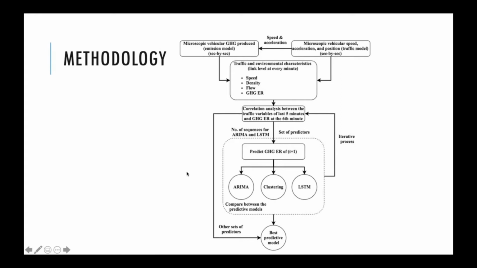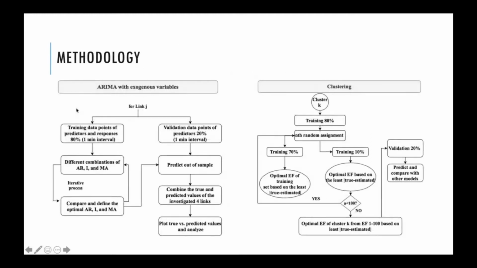So I'll give you an example to improve your understanding. Let's say we wanted to try a set of 2 predictors, speed and density, for the last 2 minutes, let's say 2 sequences. When I say sequences, I mean minutes, the last 2 minutes. So this means that in order to predict, we had to have speed and density on that link for the last 2 minutes to predict the future value of greenhouse gas emission rates.